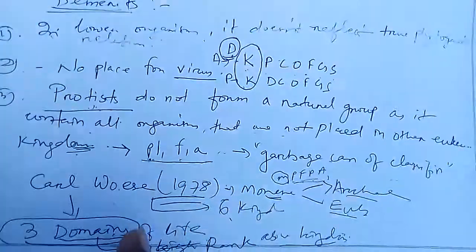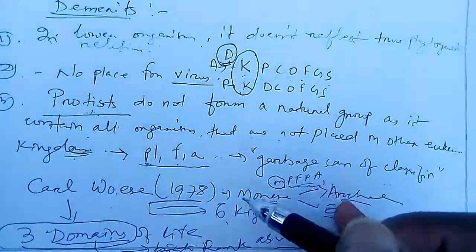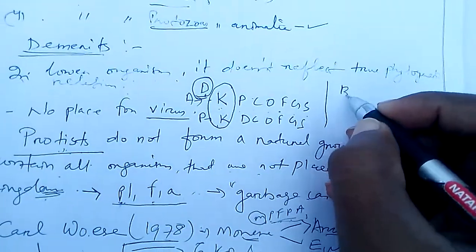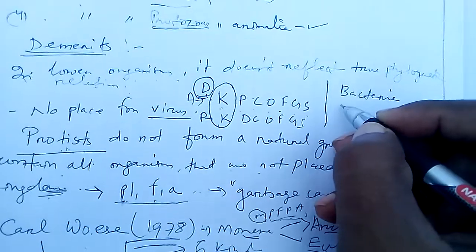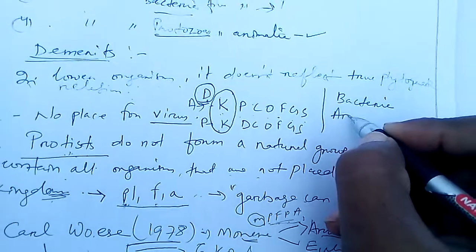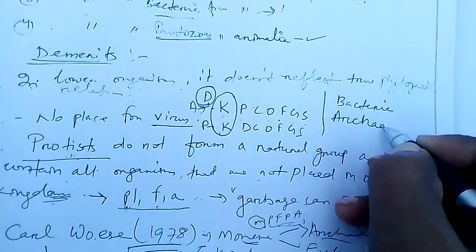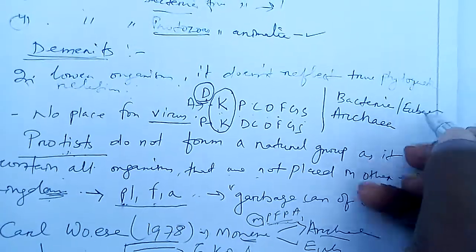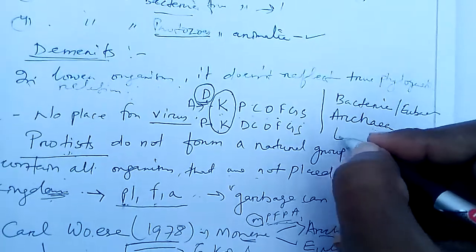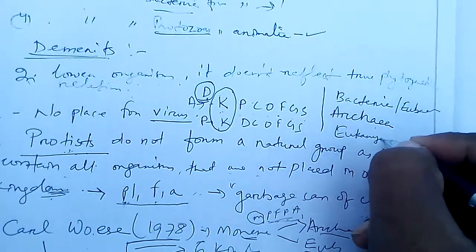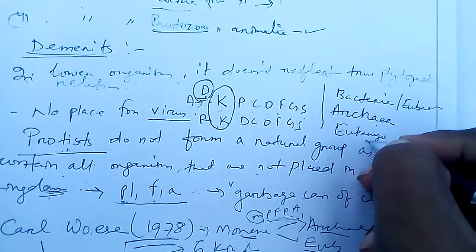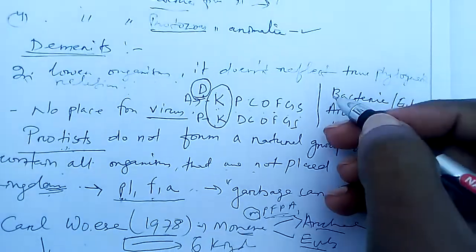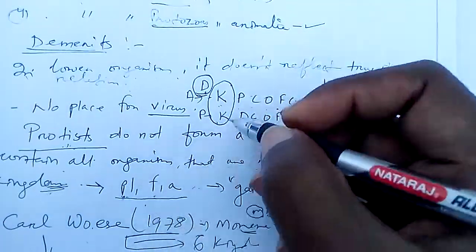So what are the 3 domains? Those 3 domains are Bacteria, also known as Eubacteria, Archaea, which is Archaebacteria, and Eukarya. These are the 3 domains proposed by Carl Woese above kingdom.